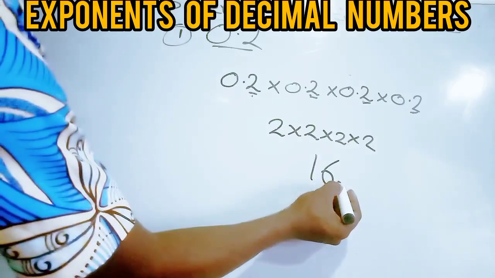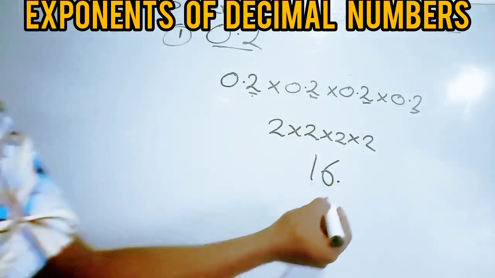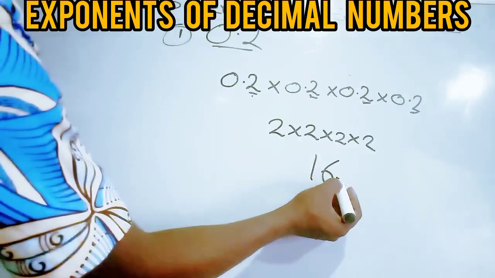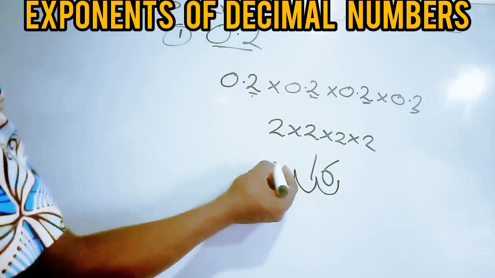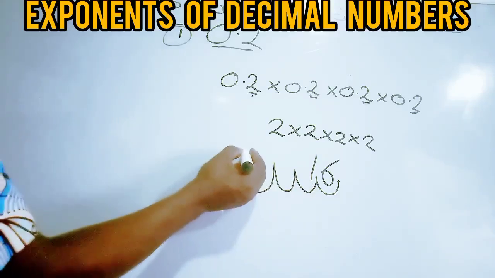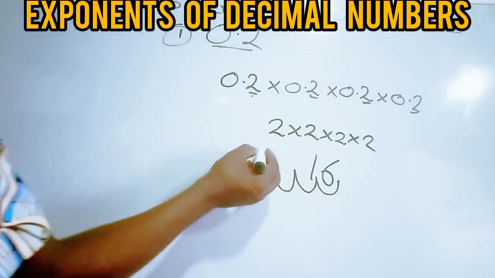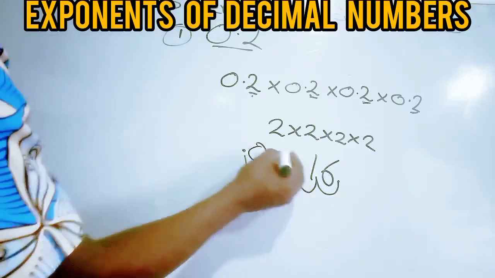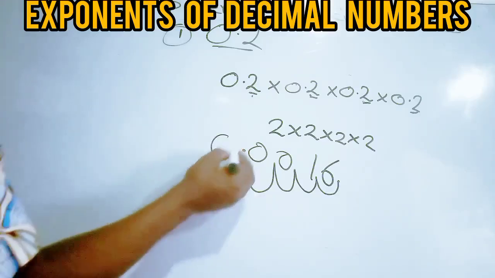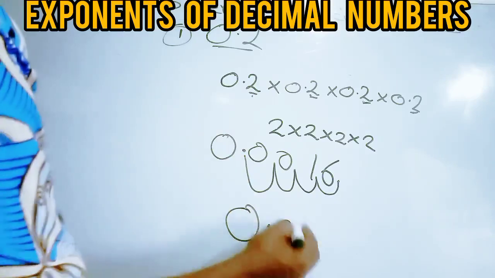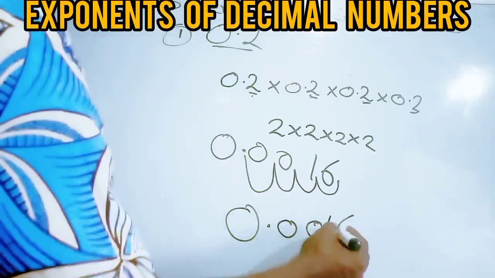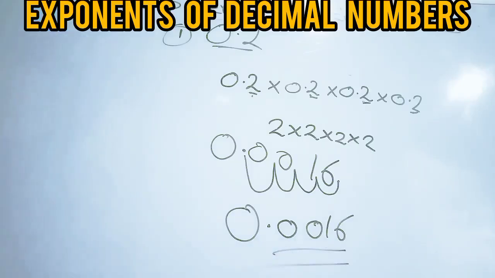So you stand here as usual, the point is here. You move it to the left hand side 4 times. So I'll move 1, 2, 3, and 4. So your point is now here. Fill this side with 0, 0. And then you put another 0 at the beginning. So therefore your answer is 0.0016. Go through. If there is a question, kindly ask in the comment section.